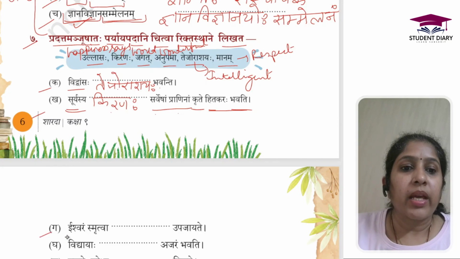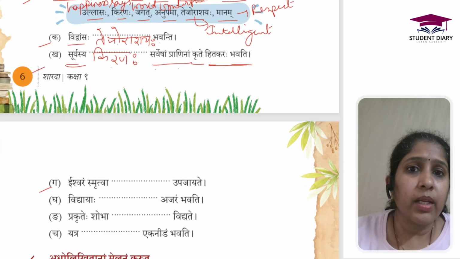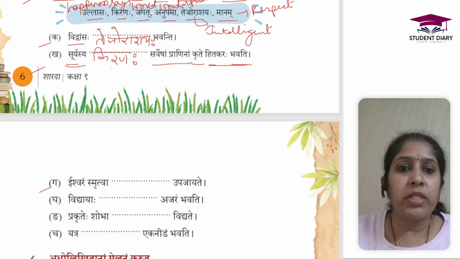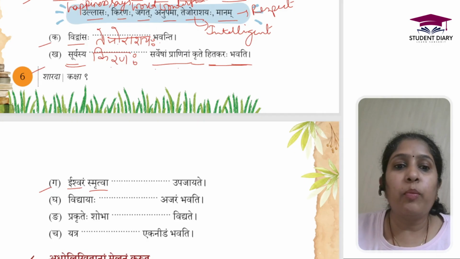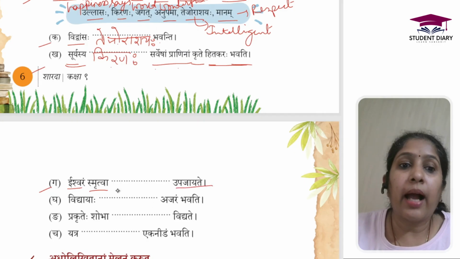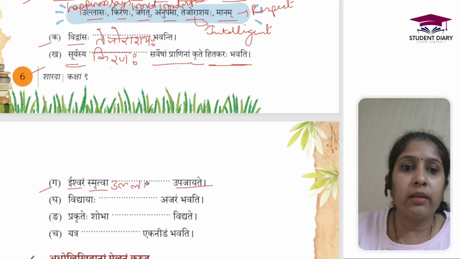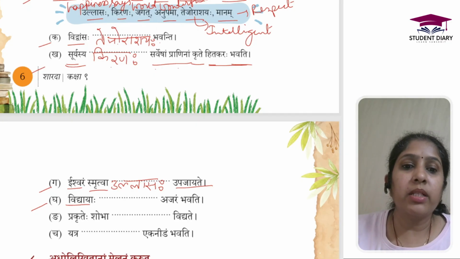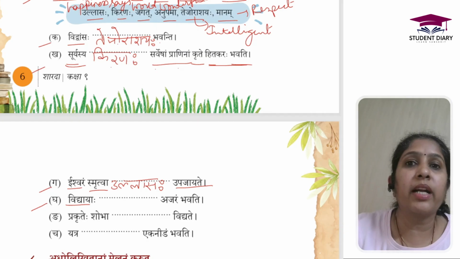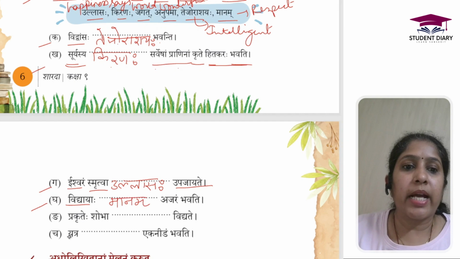Correct. Next one, Ishwaram Smritva dash Upajayate. Ishwaram means God, Smritva means remembering. So by remembering God, Upajayate means get. So what do we get? Happiness, right? Ullasaha. Next one. Vidyayaha dash Ajaram Bhavati. Vidyayaha means of Vidya, of knowledge. Ajara means which never gets old, basically. Bhavati means is. So what does not get old of Vidya? The respect, Manam. Correct?